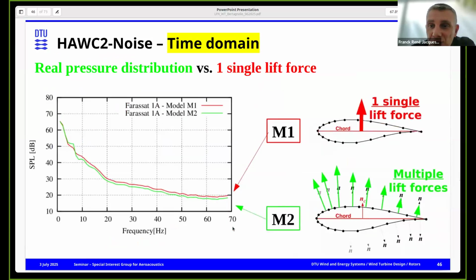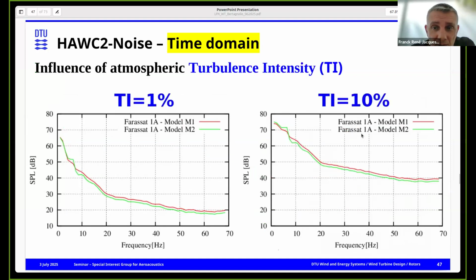So what we have done, we try to see if it's important to take into account the actual lift distribution or the pressure distribution, instead of using the one single component, which is a lift, which is the integrated pressure forces. And we see that actually it doesn't make a big difference. There may be 1 dB difference, but it's much faster to use a single lift force in this Farassat solution. So that's what we do.